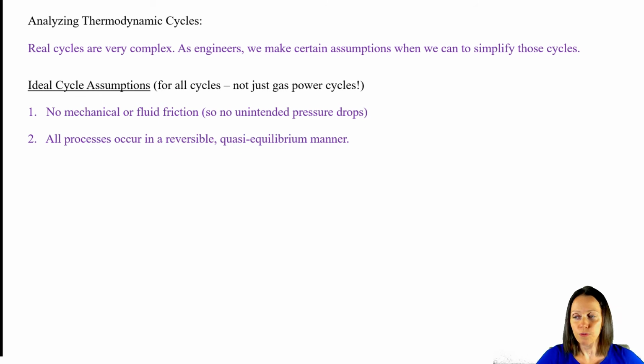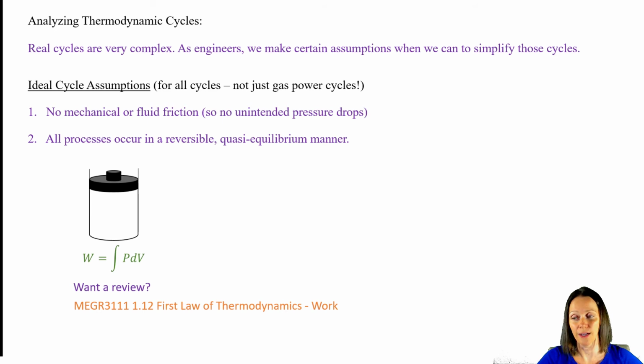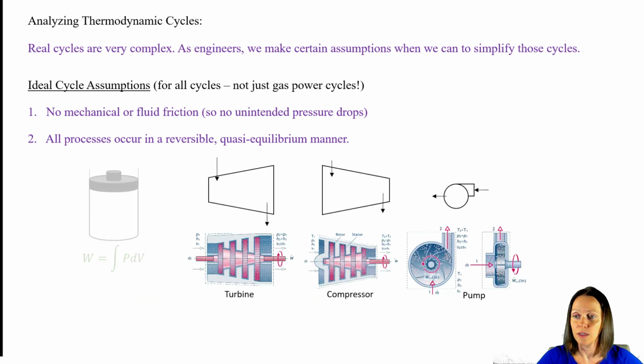All right, so no fluid friction, no mechanical friction, and we also consider that all processes are reversible. So if you have a closed system and you're calculating boundary work, you have an equation for calculating boundary work for a quasi-equilibrium reversible process. If you need a review on that, there is a video on work available to you as well.